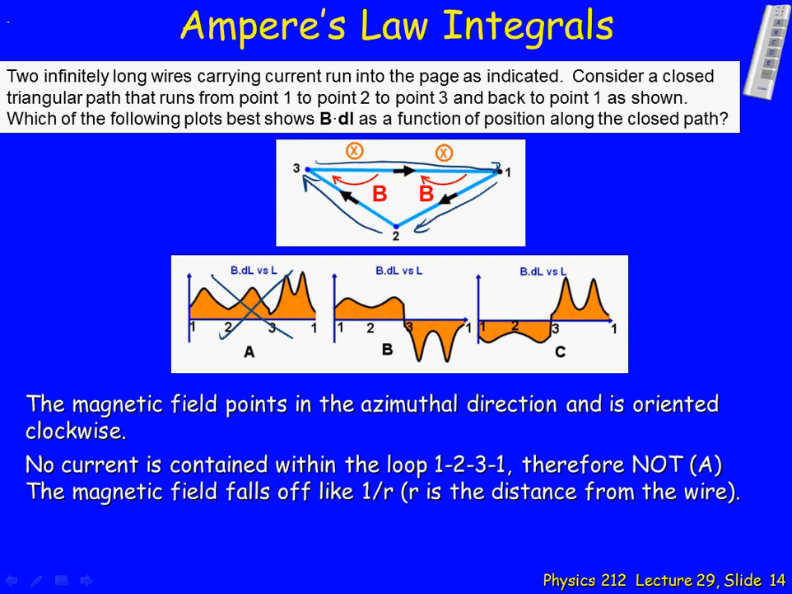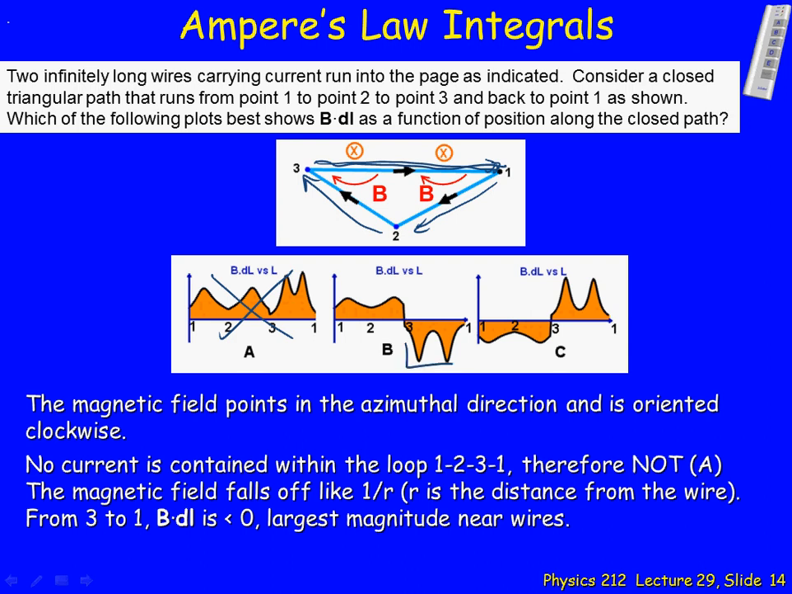We know it should fall off like 1 over r, the distance from the wire. That's true. But for me, the easiest one is looking from 3 to 1, this top segment here. I'm always going to the right. The magnetic field from these is pointing a bit to the left, so I'd expect a negative contribution in the segment from 3 to 1. Diagram B has that. Diagram C has a positive contribution there. And so I'm going to go with diagram B, and I am correct.